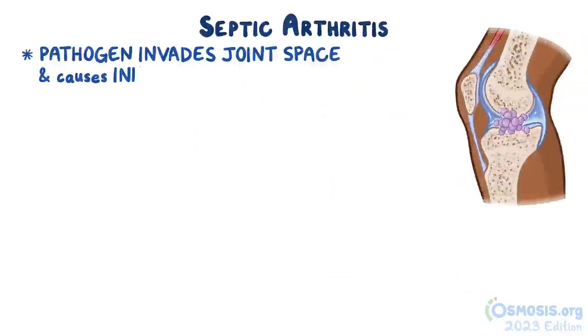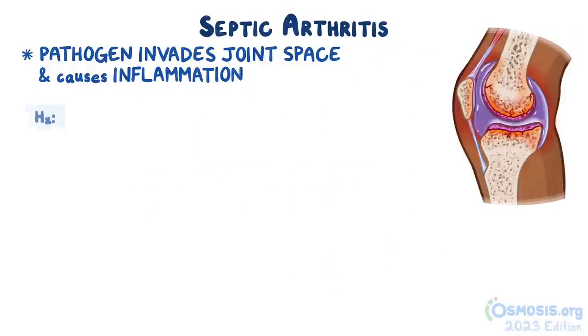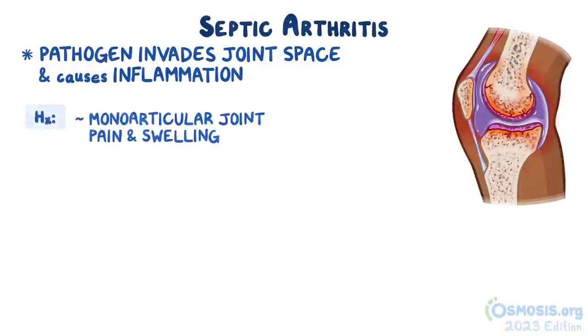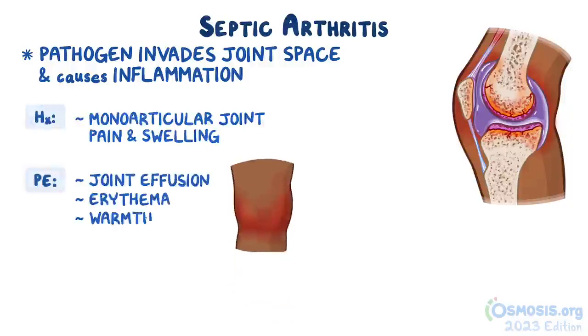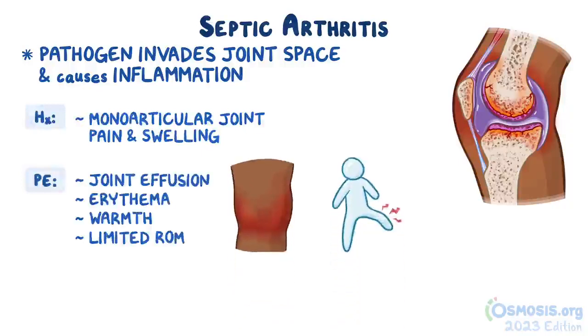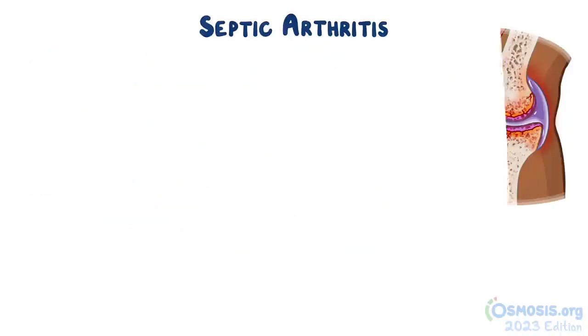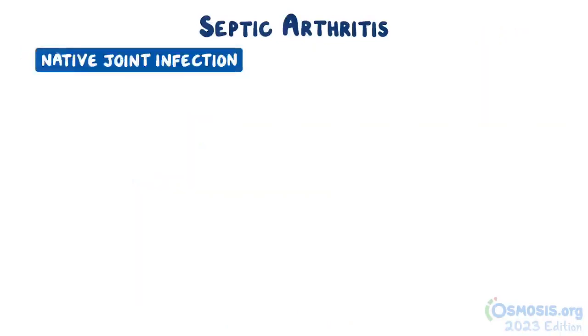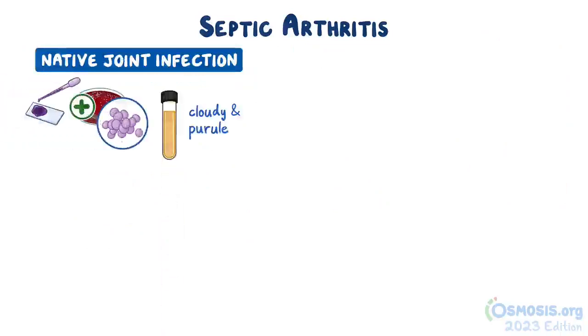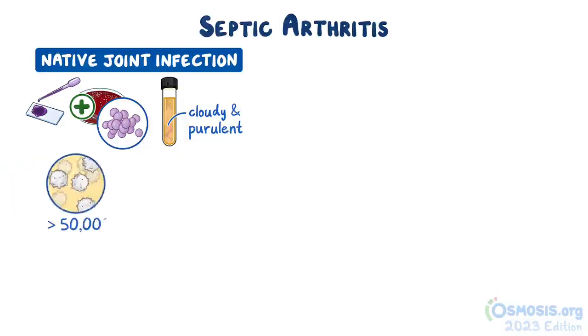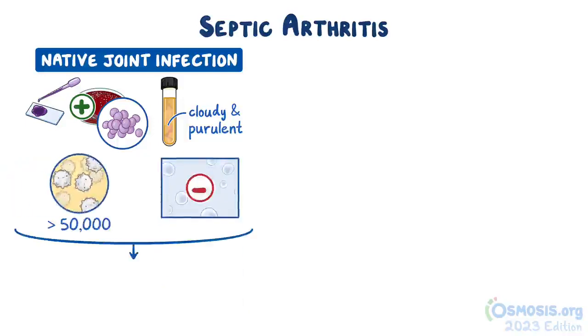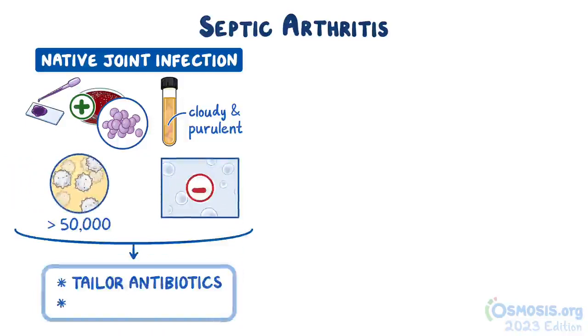All right, as a quick recap, septic arthritis occurs when a pathogen invades the joint space and causes inflammation. Your patient will primarily report monoarticular joint pain and swelling. Physical exam findings include joint effusion, erythema, warmth, and limited range of motion. Native joint infections are characterized by synovial fluid analysis showing positive gram staining cultures, cloudy purulent fluid, cell count over 50,000, and usually negative crystals. So treat by tailoring antibiotics and consulting surgery.